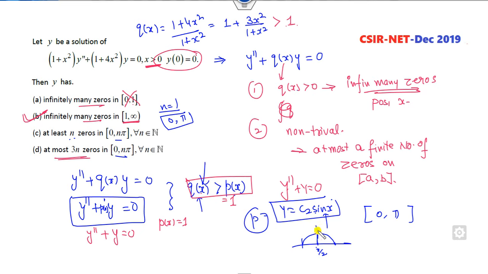There is a zero at pi by 2 such that there is at least 1 zero. Similarly for here, when you take 0, n is 1, it is 0 to pi, and here you will get at most, at most, we can get there also. So B, C, D are my correct answers.